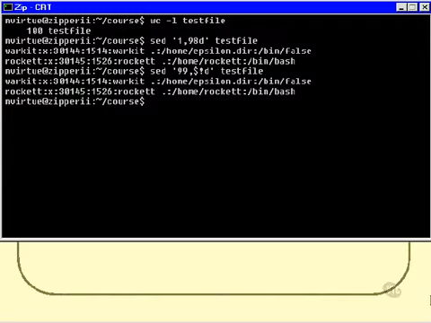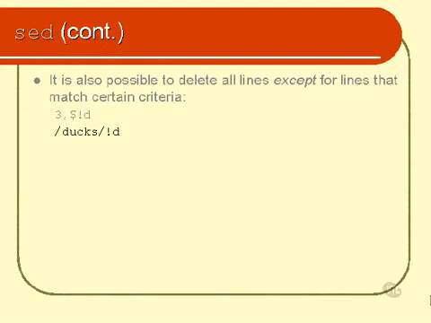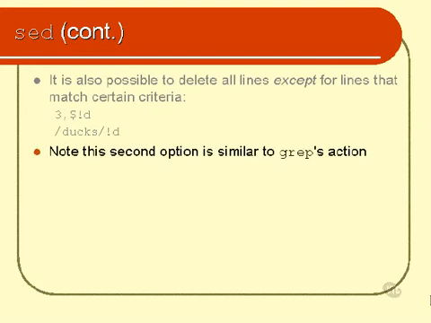Or you can say I do not want to delete the lines of text that have the word ducks on them, for example. And if you think about it, that is really similar to what grep does. If you say grep for a certain pattern, then it will actually delete the lines of text that do not contain that pattern on them.